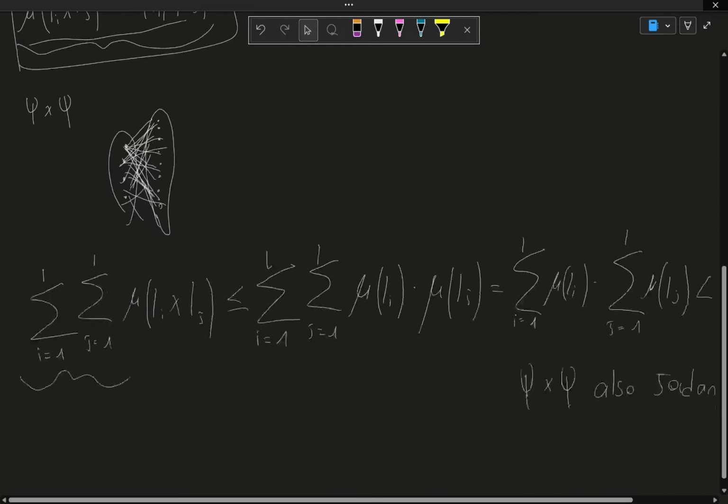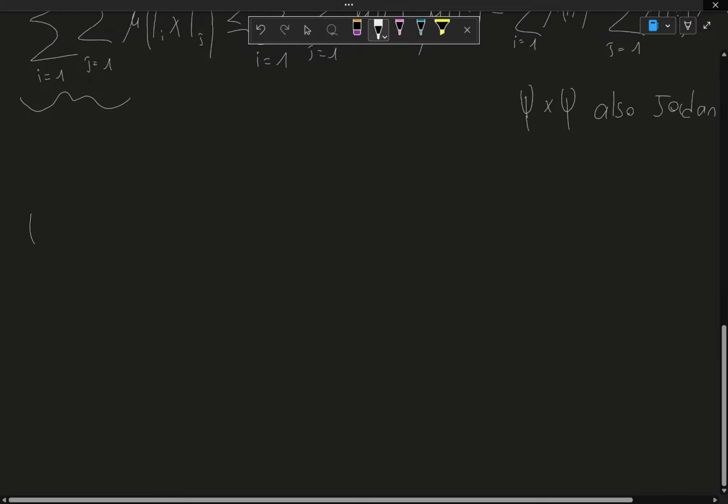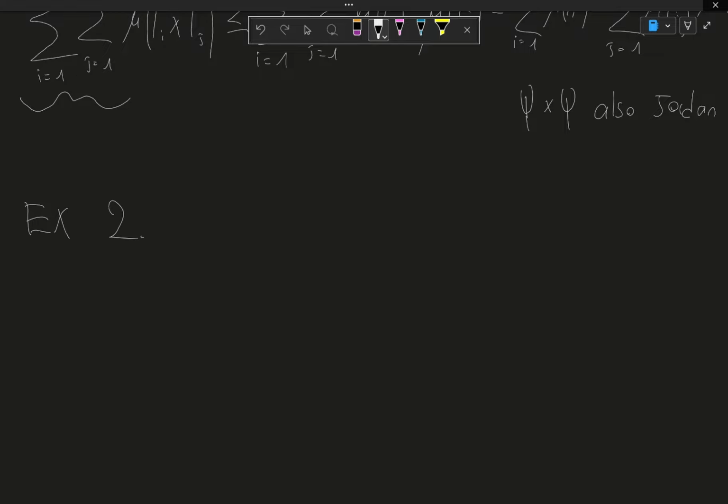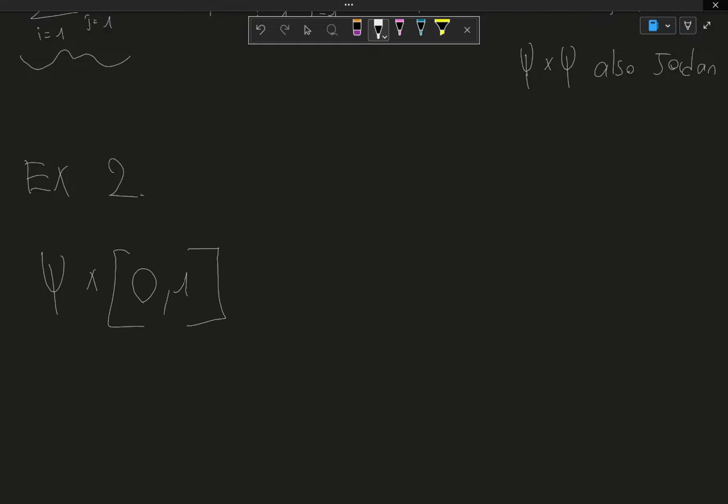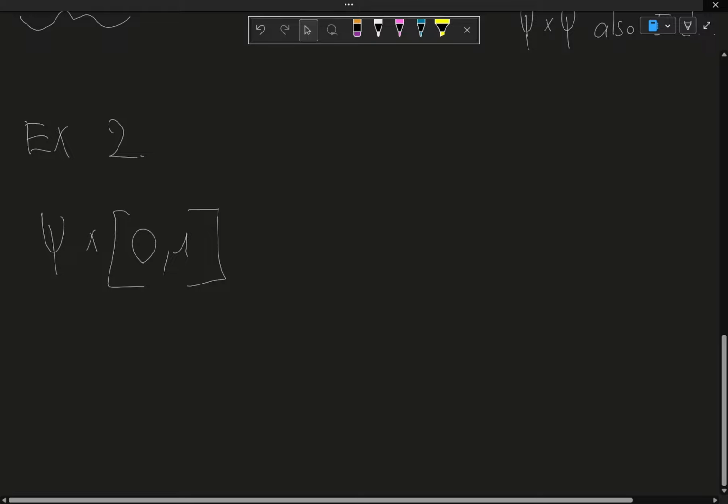We have the example psi, let's write down x2. We now want to show that psi times [0, 1] is also Jordan null. It may not be Jordan null, it may be Jordan null, we don't know it yet, but we just want to prove it.